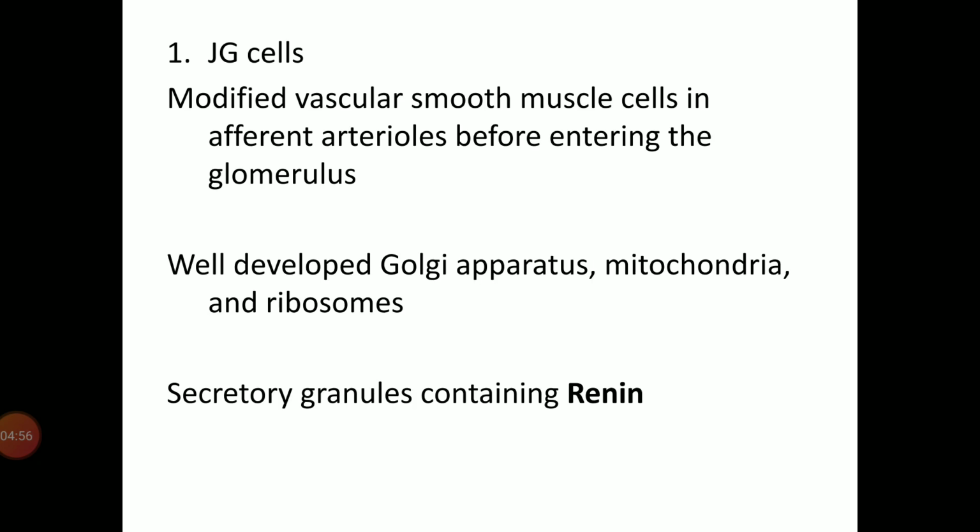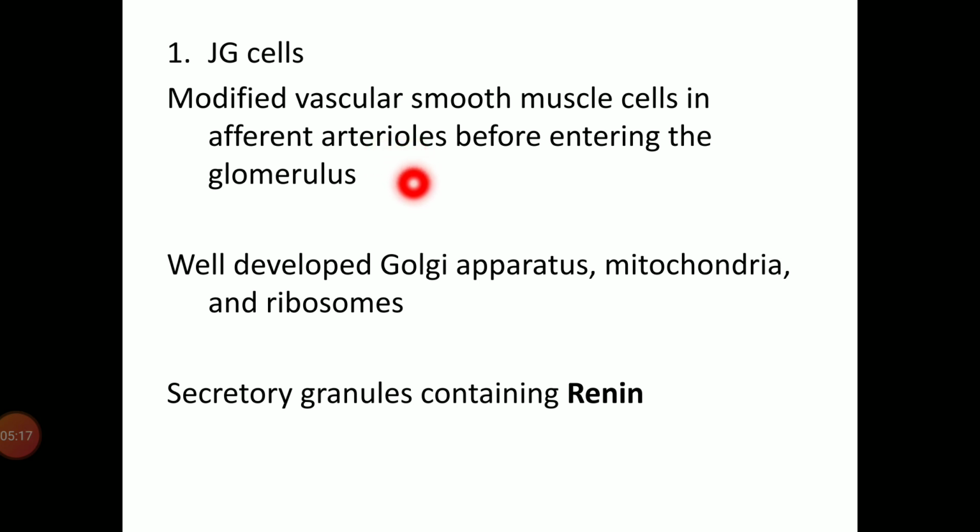Now let us see about this juxtaglomerular cell. You already know that it is the modified vascular smooth muscle cell in the afferent arteriole before entering the glomerulus. Now let us see in what way this smooth muscle cell in the afferent arteriole has become modified.